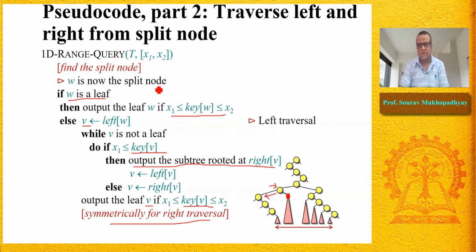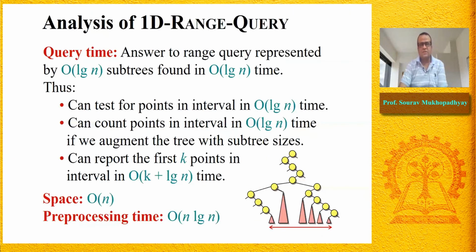So this is a balanced binary search tree. What we are doing is starting from the root, traversing, and then reaching the leaf, and we are outputting some subtrees if they are in the range. So that way it is just log n time, the height of the tree, because eventually we are traversing from the root to the leaf. Okay. And how many subtrees are we outputting? Any idea?